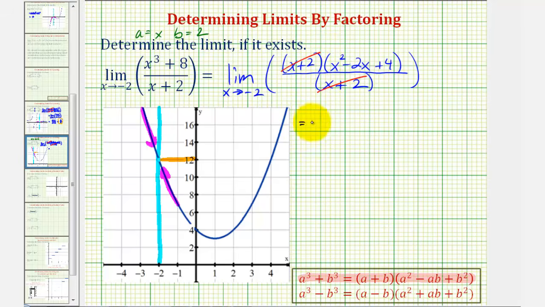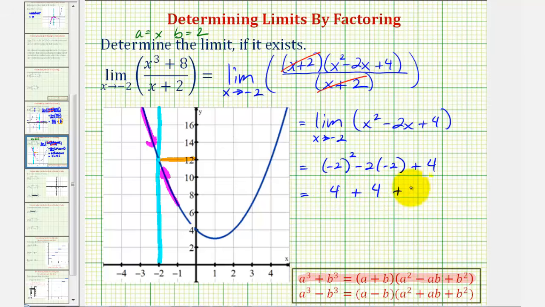This limit is equal to the limit as x approaches negative 2 of x squared minus 2x plus 4. Performing direct substitution, we would have negative 2 squared minus 2 times negative 2 plus 4, which would just be 4 plus 4 plus 4, which is equal to 12. So when determining limits of rational functions, it's often helpful to factor and simplify, which then often allows direct substitution to determine the limit.